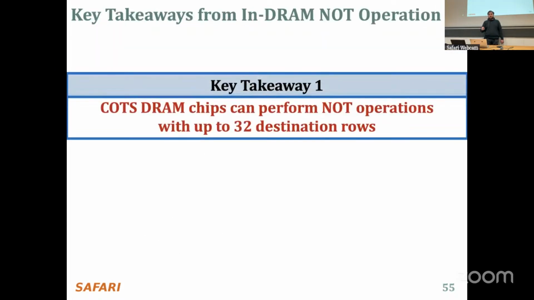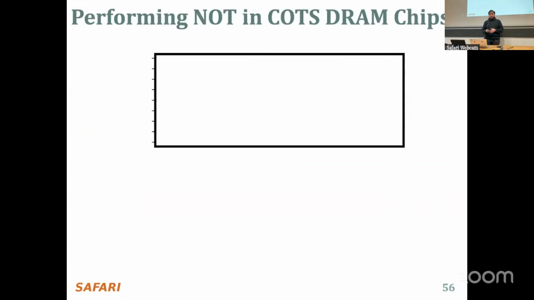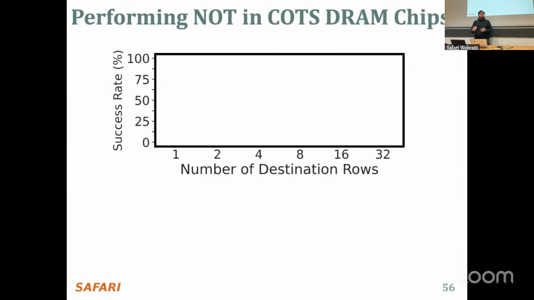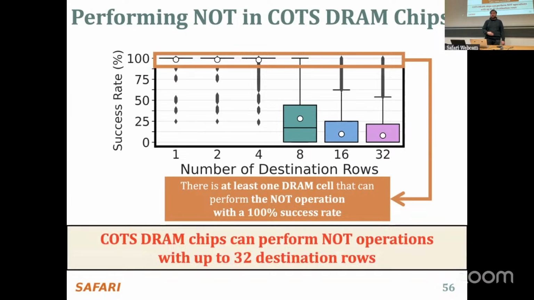Okay. Our first key takeaway from this experiment is that off-the-shelf DRAM chips can perform NOT operations with up to 32 destination rows, and temperature has a small effect on the reliability of NOT operations. So now let's take a look at our first result. Here in the x-axis, we have the number of destination rows. In the y-axis, we have the success rate distribution across DRAM cells that we tested. And our observation is that there is at least one DRAM cell that can perform the NOT operation with 100% success rate across all tested numbers of destination rows. As a result, we conclude that off-the-shelf DRAM chips can perform NOT operations with up to 32 destination rows.